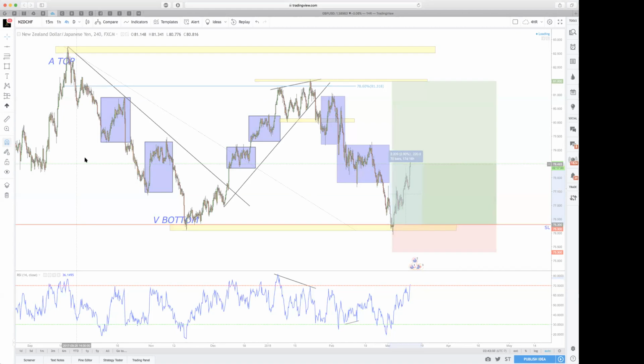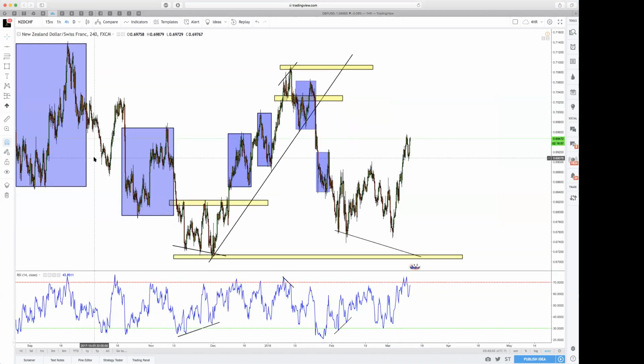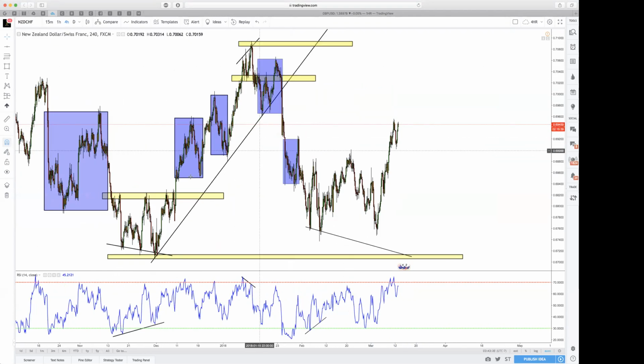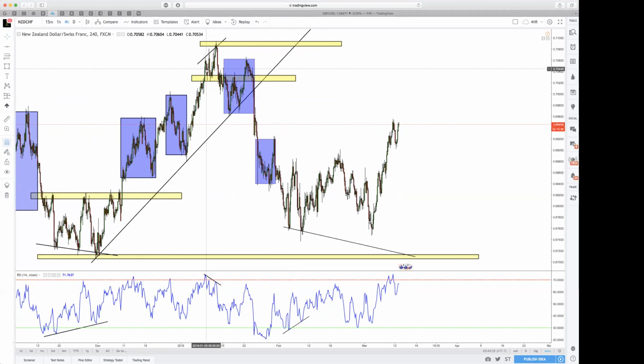NZD CHF. Okay, NZD CHF. So let's see, W level 1, level 2, M formation level 1 and level 2. This is a W right about here. Price never broke this low. It says breaking high. That's the level 1 consolidation right there. Perfect. Now we're looking at a level 2 consolidation.